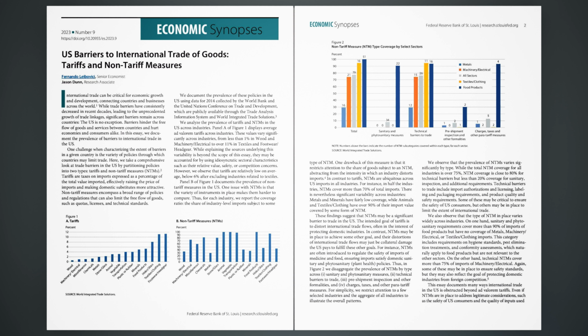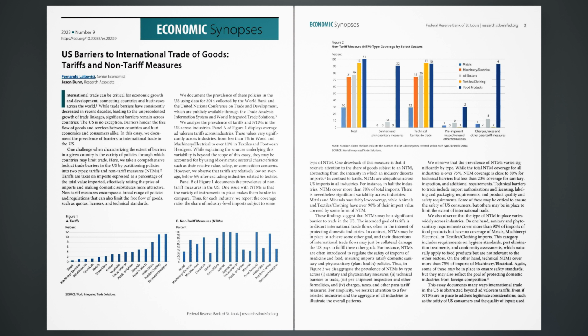On one hand, sanitary and phytosanitary requirements cover more than 90% of imports of food products but have no coverage of metals, machinery, electrical, or textiles, clothing imports. This category includes requirements on hygiene standards, pest elimination treatments, and conformity assessments, which naturally apply to food products but are not relevant to the other sectors. On the other hand, technical NTMs cover more than 75% of imports of machinery, electrical. Again, some of these may be in place to ensure safety standards, but they may also reflect the goal of protecting domestic industries from foreign competition.